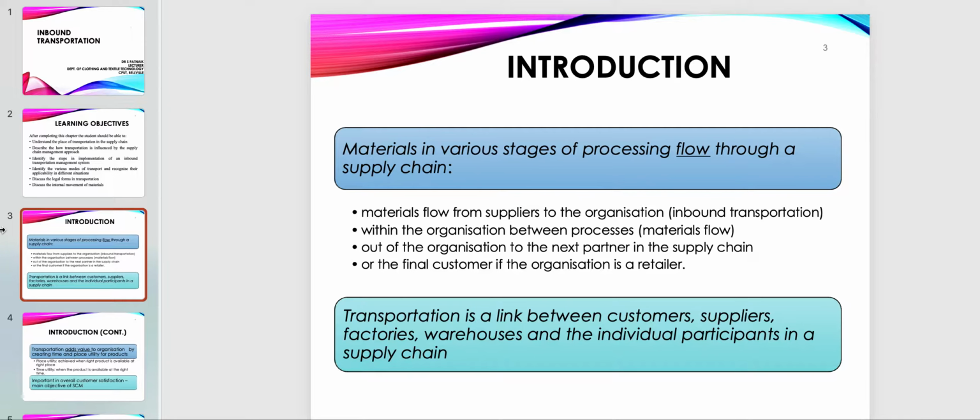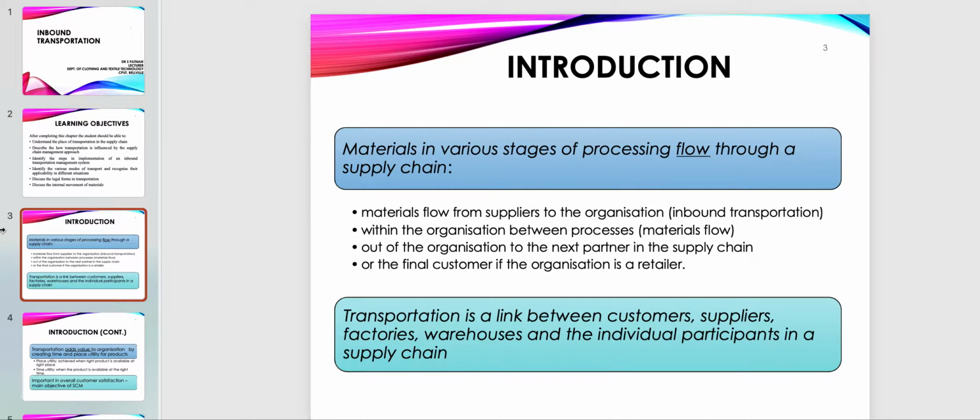If we consider it from an organizational point of view, the materials normally flow from suppliers to the organization, which is inbound, and within the organization between the processes, which is our process flow, materials flow, then out of the organization to the next partner in the supply chain or the final customer if the organization is a retailer.